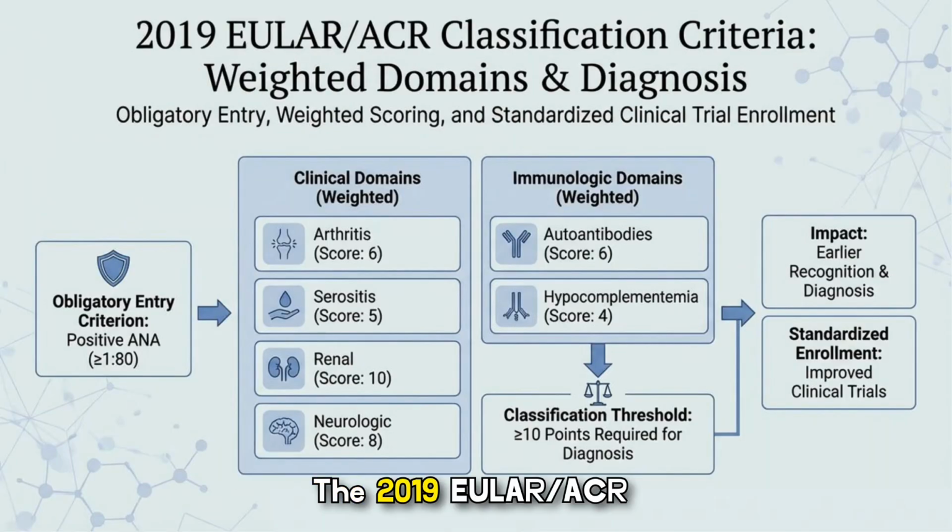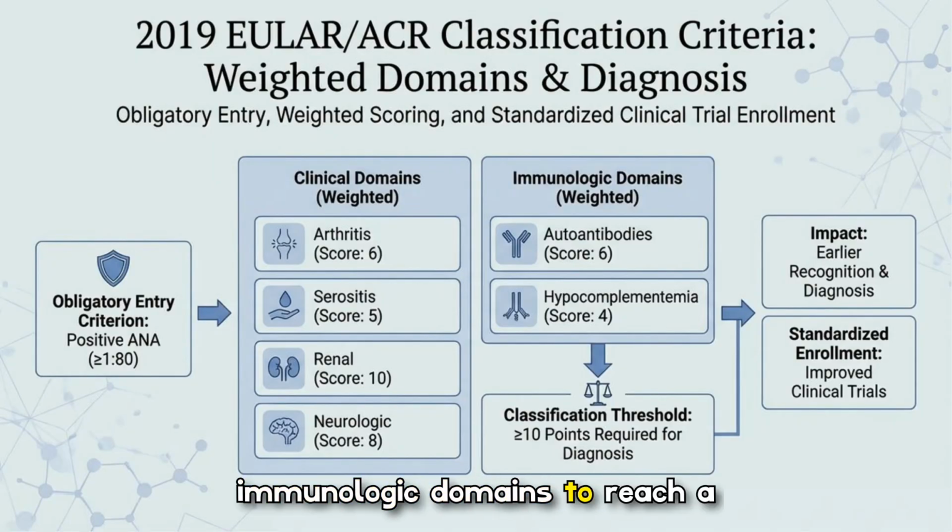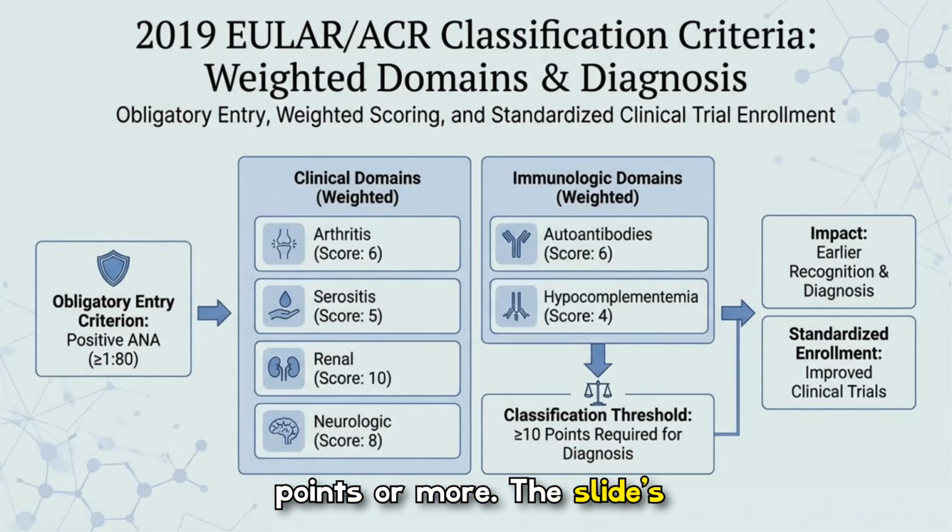The 2019 EULAR/ACR classification criteria use an obligatory ANA entry requirement, followed by weighted clinical and immunologic domains to reach a diagnostic threshold of 10 points or more. The slide schema shows how items from renal and neurologic domains carry higher weight, and explains how these standardized rules have improved earlier recognition and the quality of clinical trial enrollment.